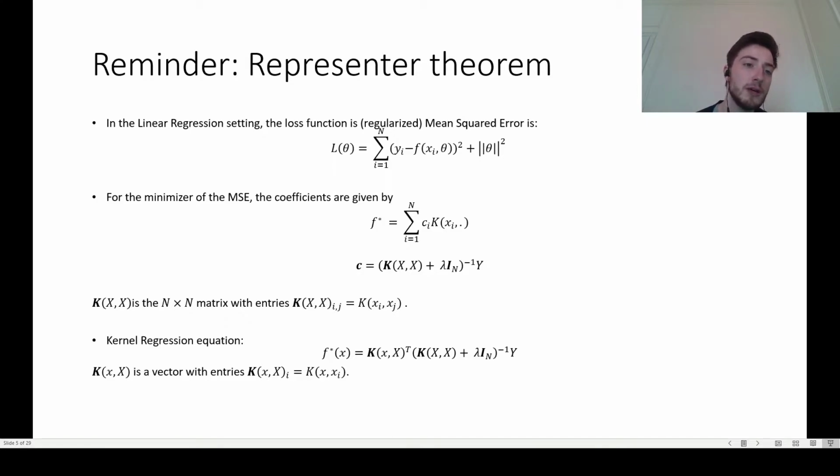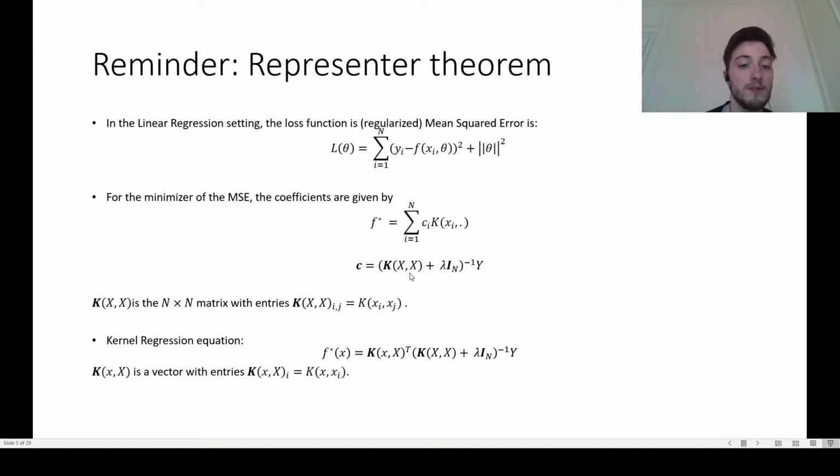However, in the linear regression setting, we're interested in the mean squared error loss function, which basically is the difference between the predicted value and the true value for each training data point, squared. There's some added regularization term which prevents the model from overfitting and puts a bound on the size of the coefficients. In the case where the minimizer is this mean squared error function, the coefficients in the minimizer are given by this vector.